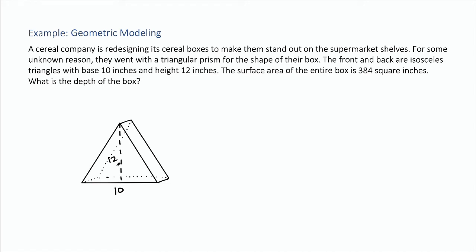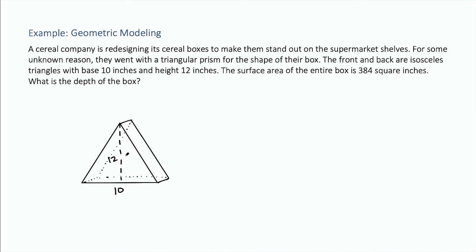We also happen to know the total surface area of the box. That's 384. So we've got to figure out how to get the surface area of this thing. Notice that there are several different sides. There are 5 sides to this prism. We've got the front and the back, both of which are those isosceles triangles. We also have these long strips that are rectangles. We're going to add all the areas of those up to get the total surface area. So let's start with the front and the back.